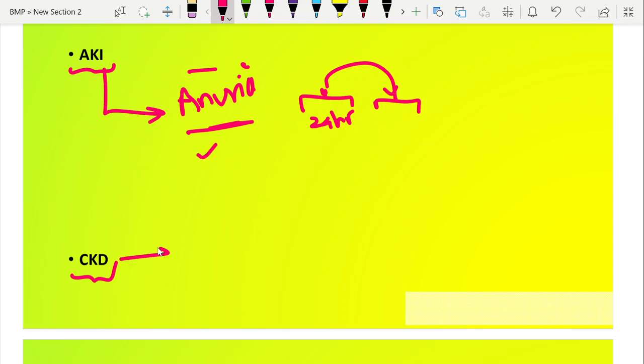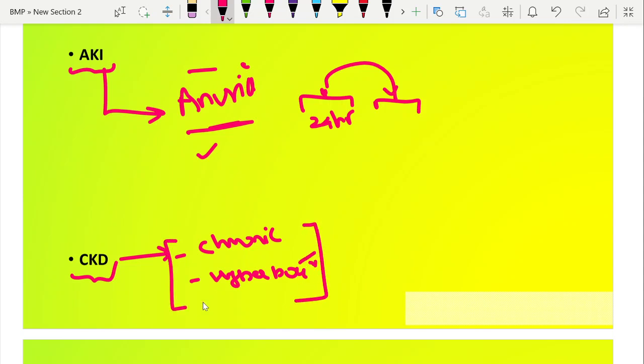So in CKD, chronic malnutrition and hyperphosphatemia form an indication. That is the subtle difference between AKI and CKD. Till here, I hope you are clear: when to initiate RRT in AKI, when to initiate RRT in CKD. Yes, we have seen.